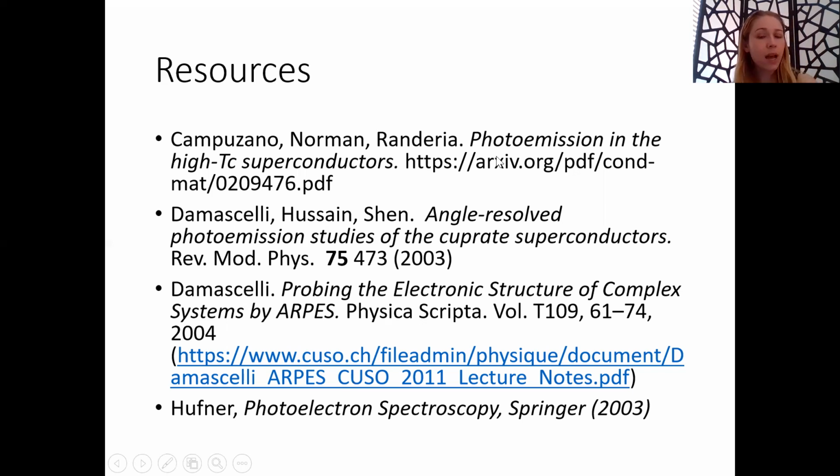And this first source gives a more quantitative example of ARPES matrix elements that might be illustrative as well. Okay, so thank you for your attention, and I'll go ahead and stop here.